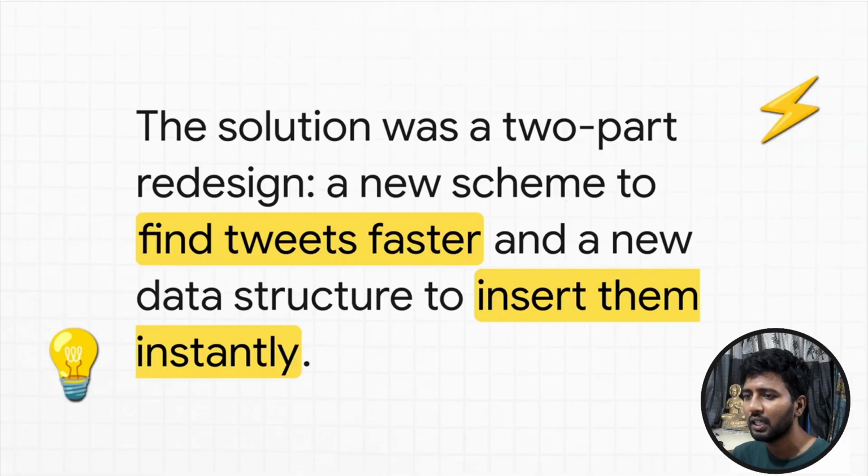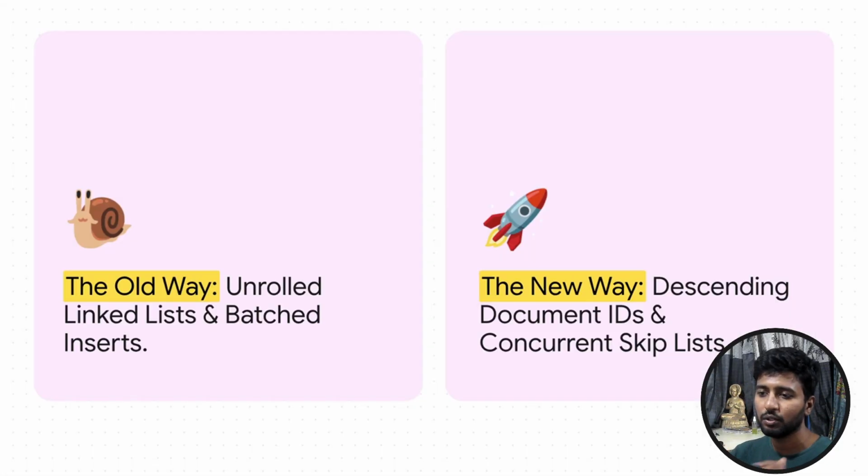The solution was a two-part design, a new scheme to find tweets faster. They had to find tweets faster, and they had to find a way to insert them instantly. They had to do both of these things. We will see how they did both of these things in a really brilliant way.